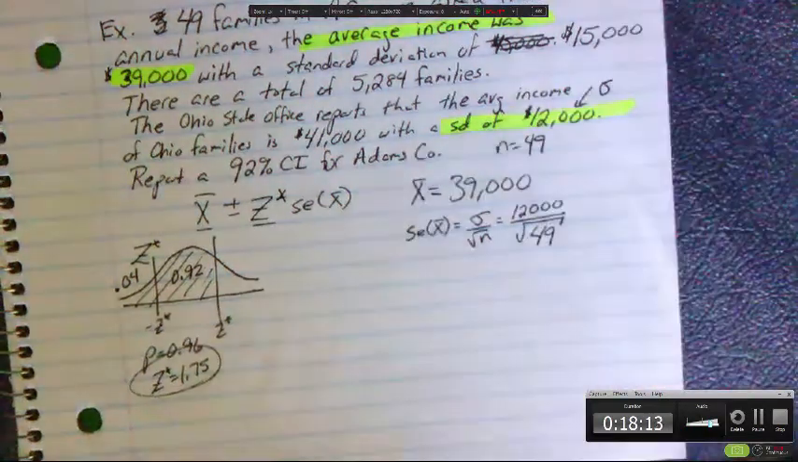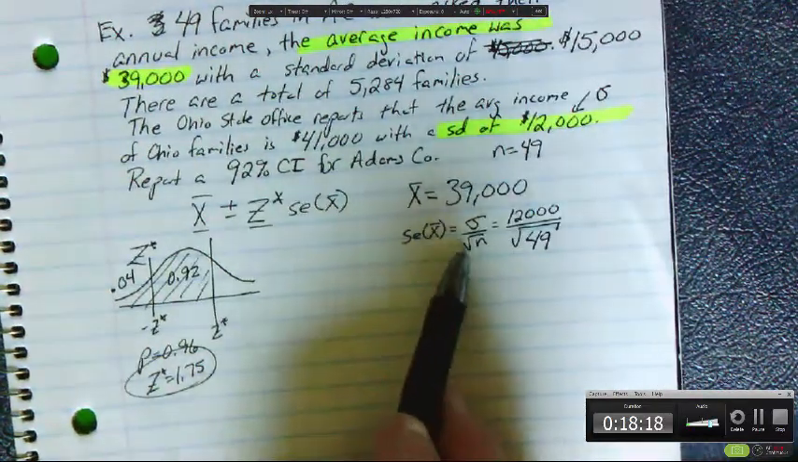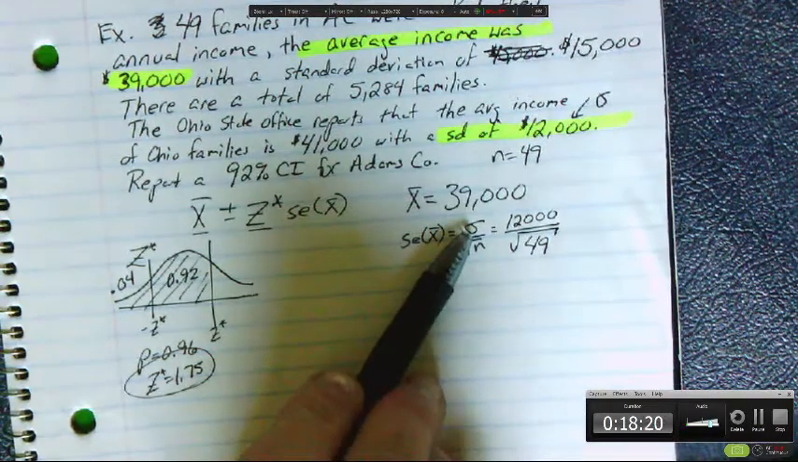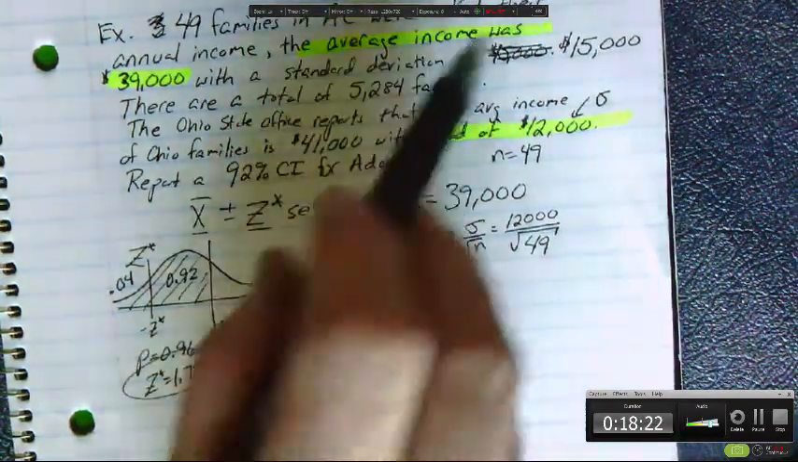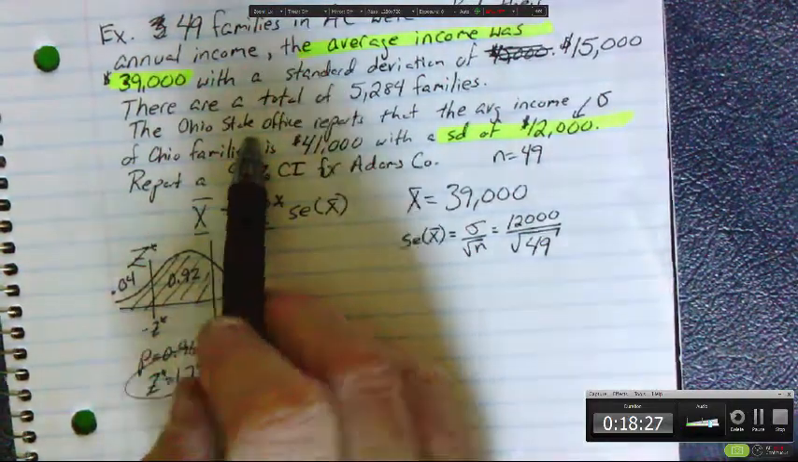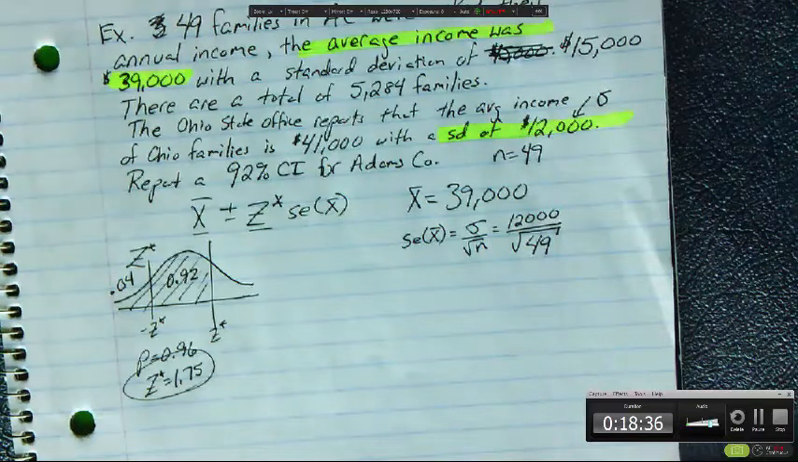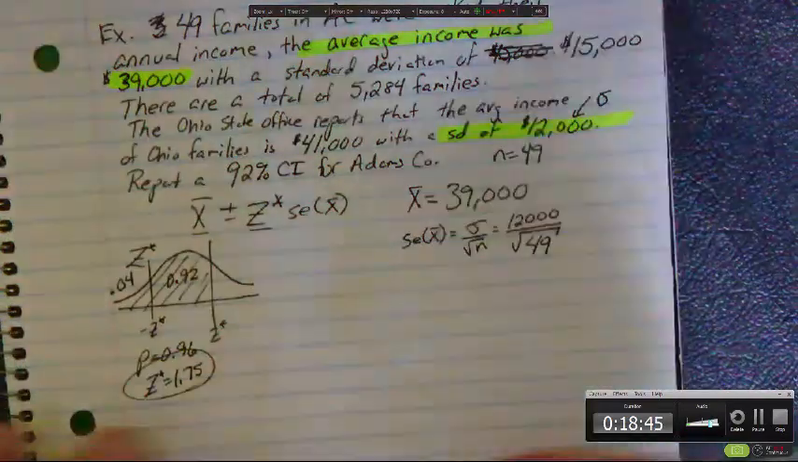Can we explain the 12,000 again, like why it's not 15,000? Because sigma is the population standard deviation. So although our sample had a standard deviation of 15,000, the state office is reporting a standard deviation for the entire state. So we have more of a population standard deviation than what our data is. So it's better to use that. You can use the other ones, but it's a whole different formula.